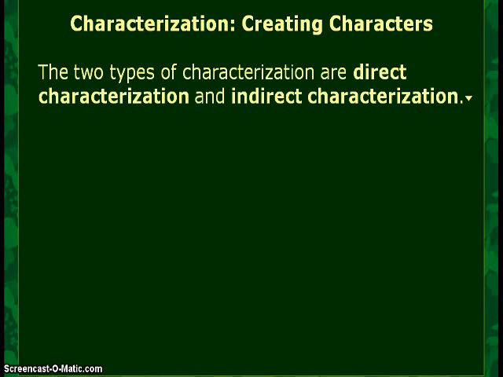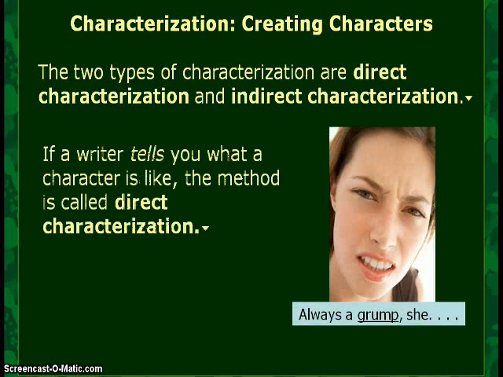So the two types of characterization that an author or writer can use are direct characterization and indirect characterization. If a writer tells you directly what a character is like, then that method is direct characterization. So for example, in the picture on the right with the caption, it says always a grump. So you know immediately that this is a grumpy girl.